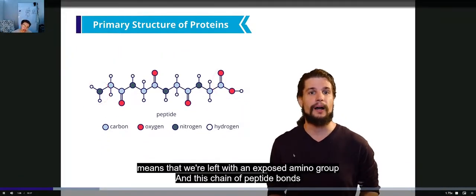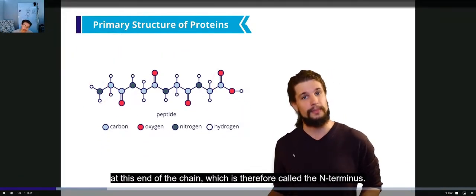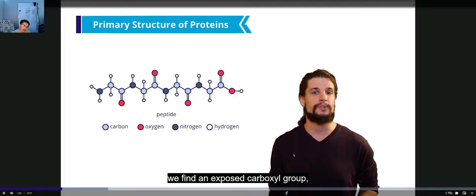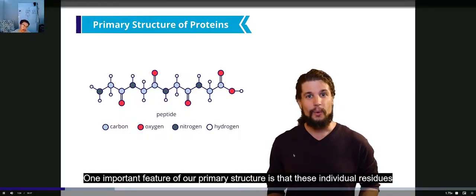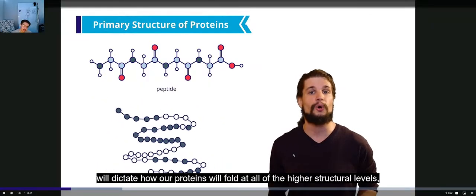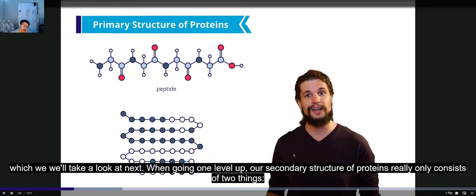And this chain of peptide bonds means that we're left with an exposed amino group at this end of the chain, which is therefore called the N-terminus. And if we zoom in on the other end of the chain, we find an exposed carboxyl group. So this is called the C-terminus. One important feature of our primary structure is that these individual residues will dictate how our proteins will fold at all of the higher structural levels, which we'll take a look at next.